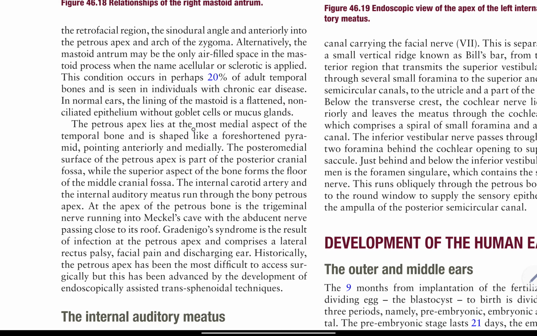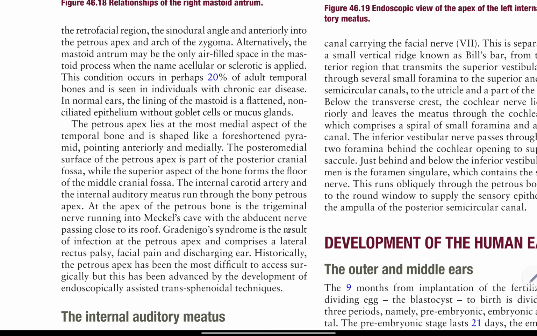The petrous apex lies at the most medial aspect of the temporal bone and is shaped like a foreshortened pyramid pointing anteriorly and medially. The posterior medial surface of the petrous apex is part of the posterior cranial fossa, while the superior aspect of the bone forms the floor of the middle cranial fossa. The internal carotid artery and the internal auditory meatus run through the bony petrous apex. At the apex of the petrous bone is the trigeminal nerve running into Meckel's cave, with the abducens nerve passing close to its roof.